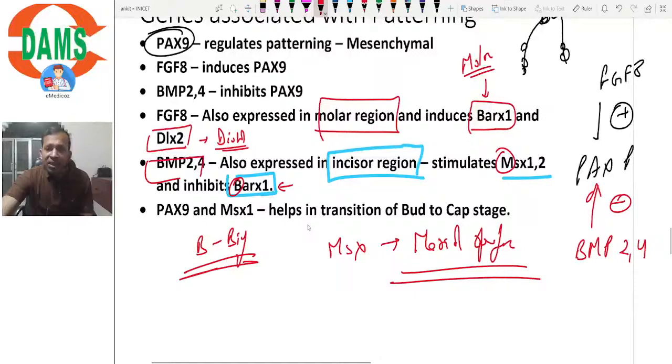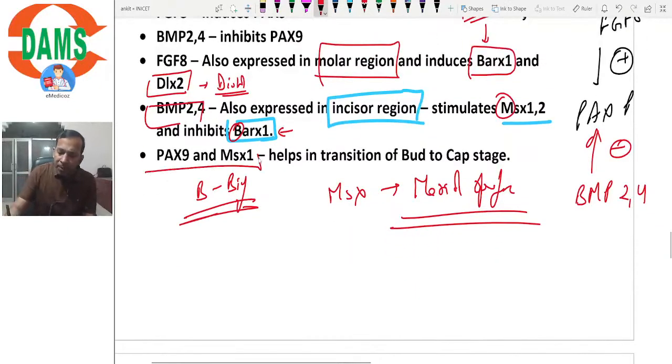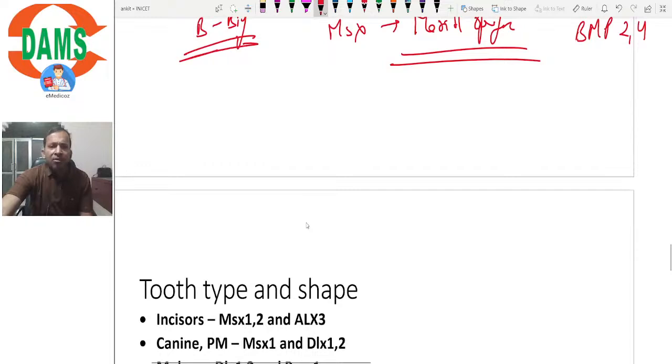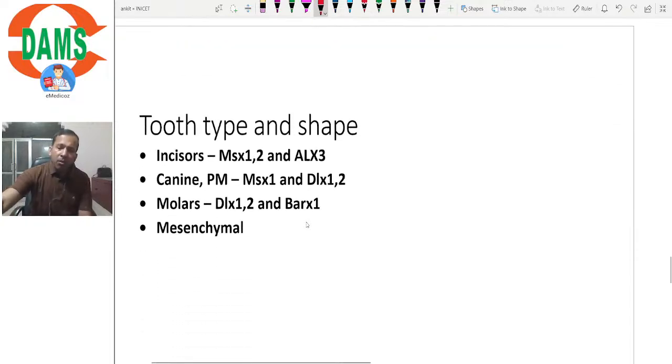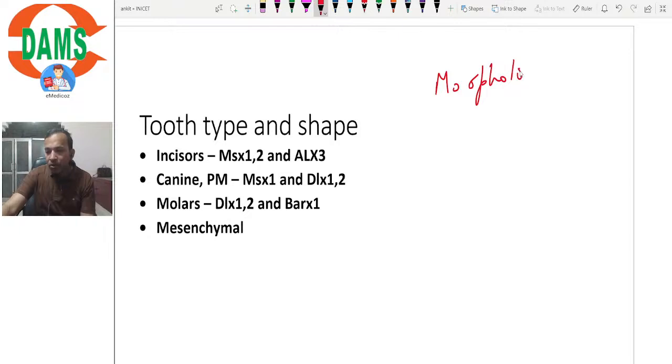PAX9 and MSX1 also help in the differentiation of bud into cap stage, right? So the transition of bud to cap takes place with the help of PAX9 and MSX1. So these are some of the genes which help in patterning. Now let's go to the genes which are responsible for teeth morphology, which help in establishing the morphology of the teeth, right?